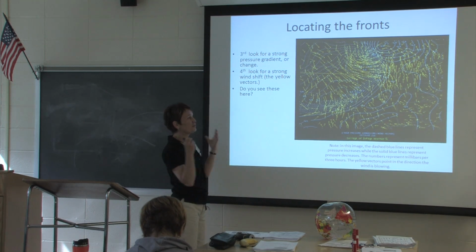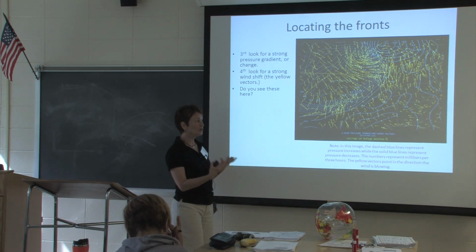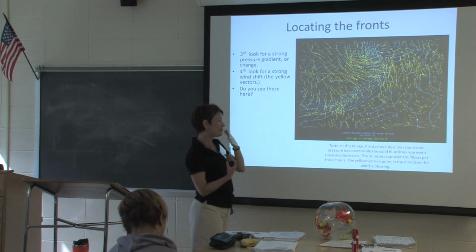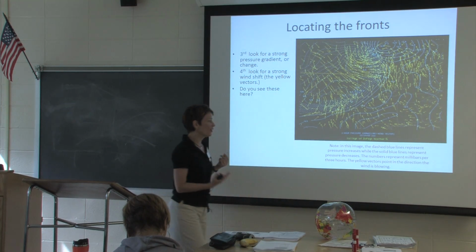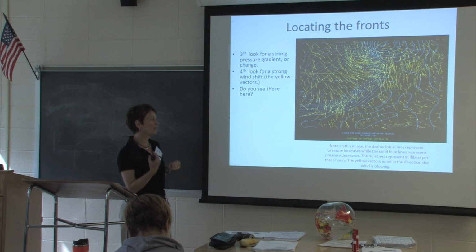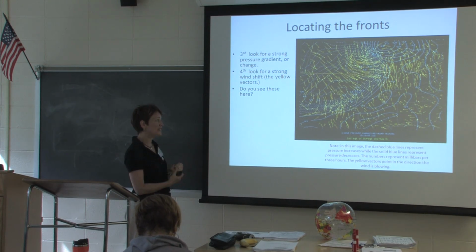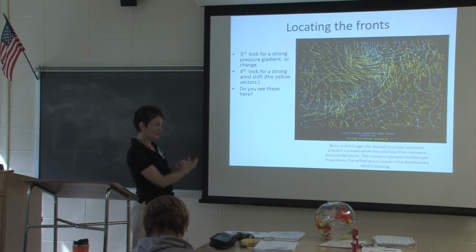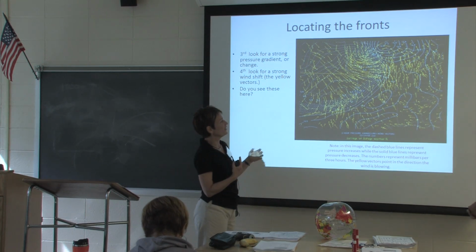All right, this one's easy, right? So this is the pressure gradient map. The blue lines are pressure gradient. The solid blue lines are decreases, and the dashed blue lines are increases, the opposite. Right.